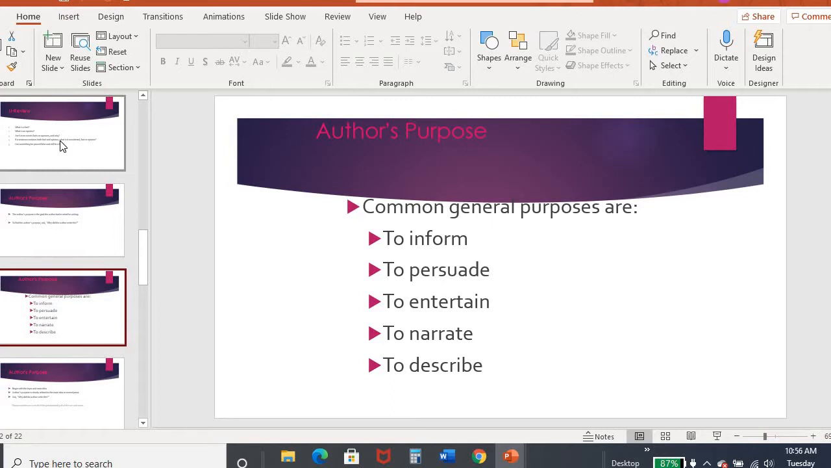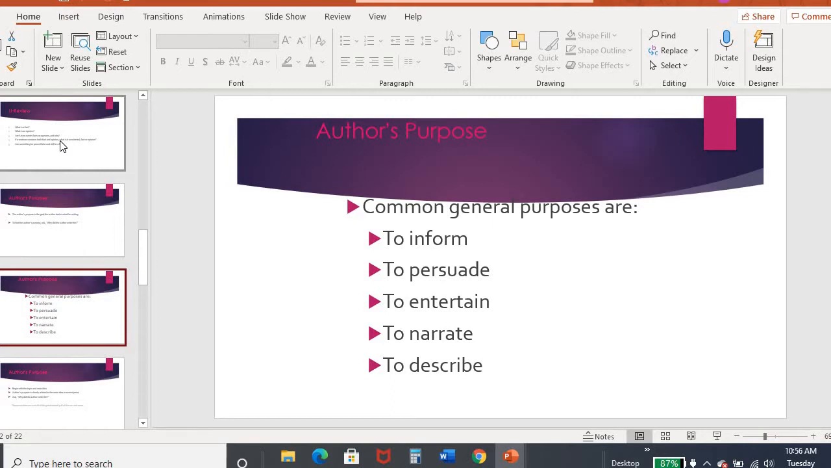Whenever political campaigns or advertisers are trying to make you believe or disbelieve something, that's persuading. Entertain is just what it sounds like: make you laugh, make you emotional. A lot of TV shows, obviously, this is their purpose. To narrate is to tell a story. So if you went throughout your day and you came home and someone said, how was your day? You go through the order of events, you're narrating. So telling a story in the order that it occurred.